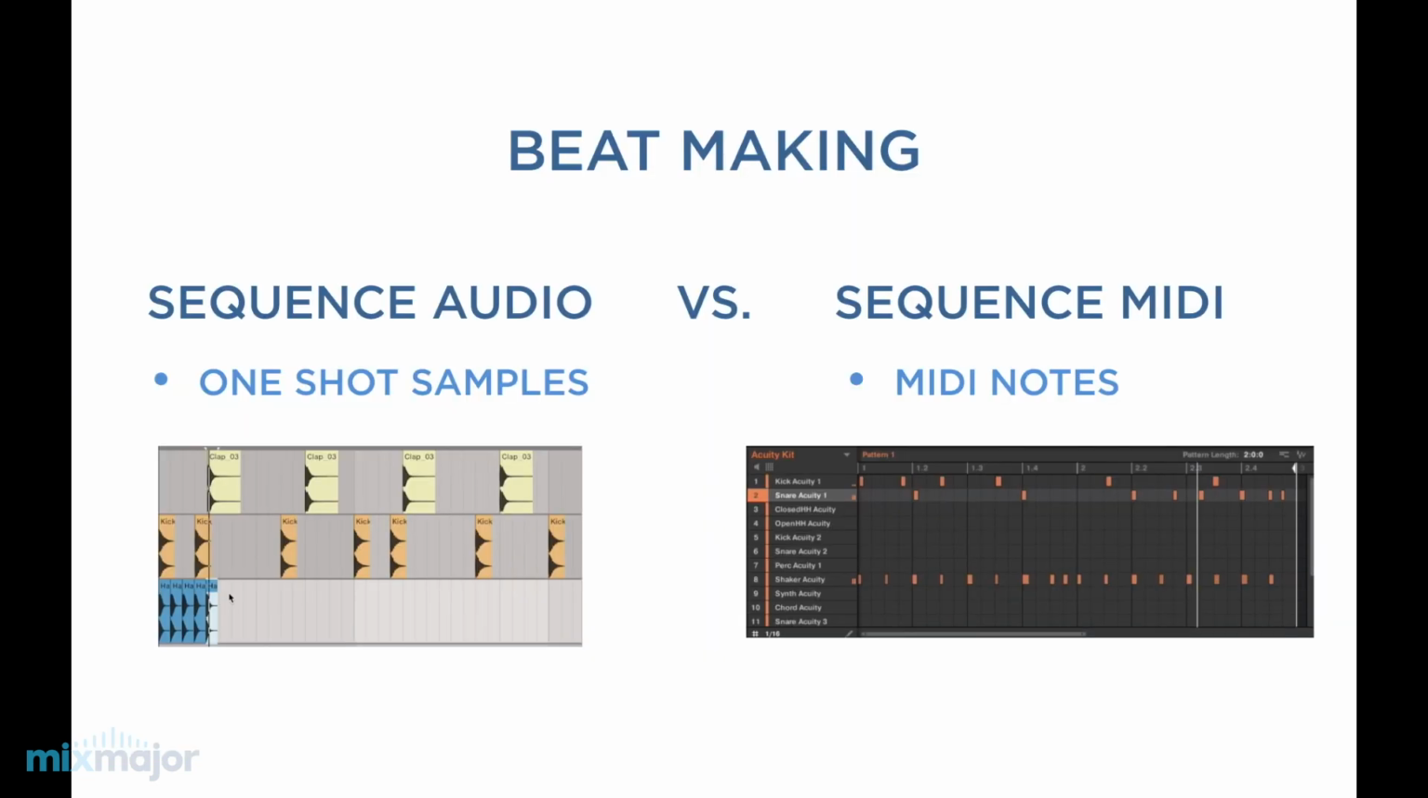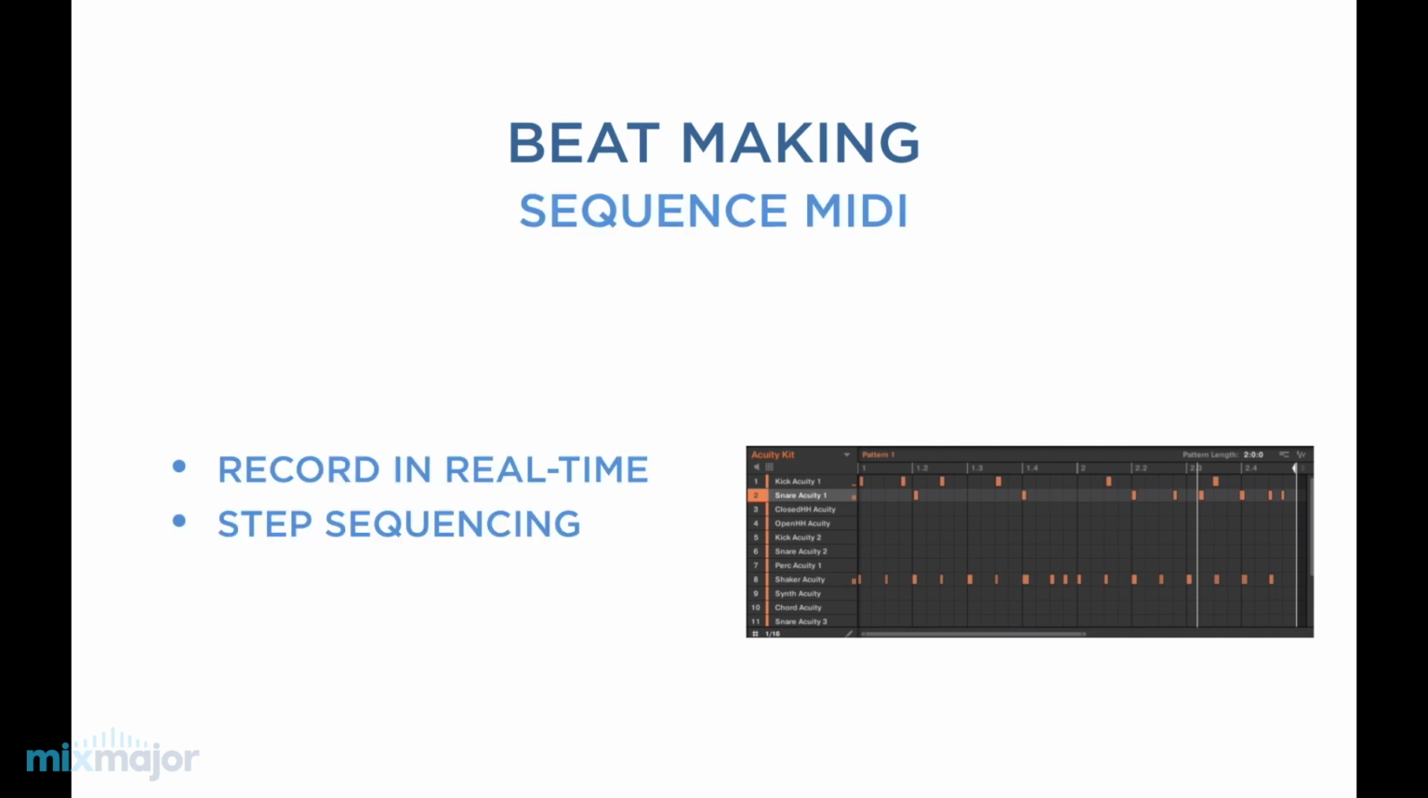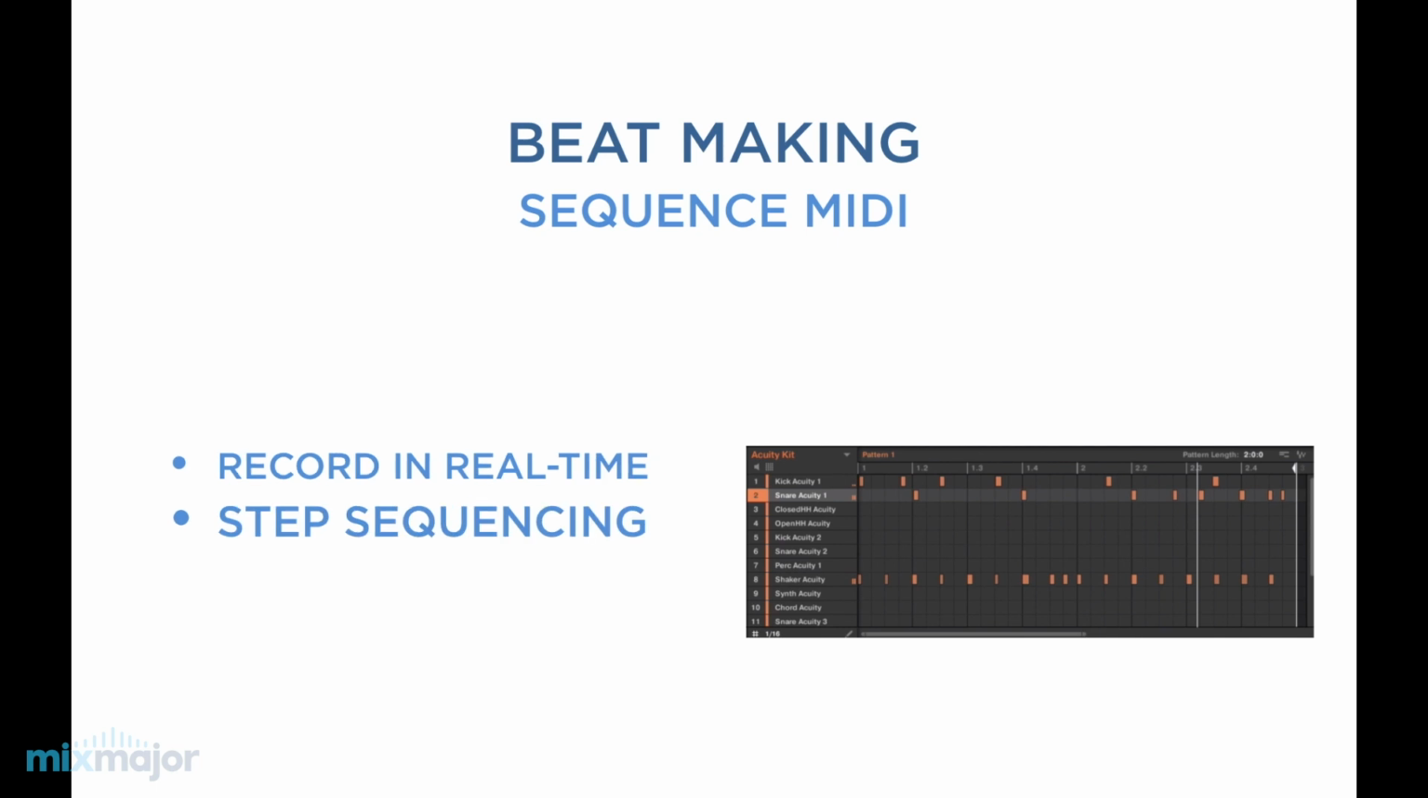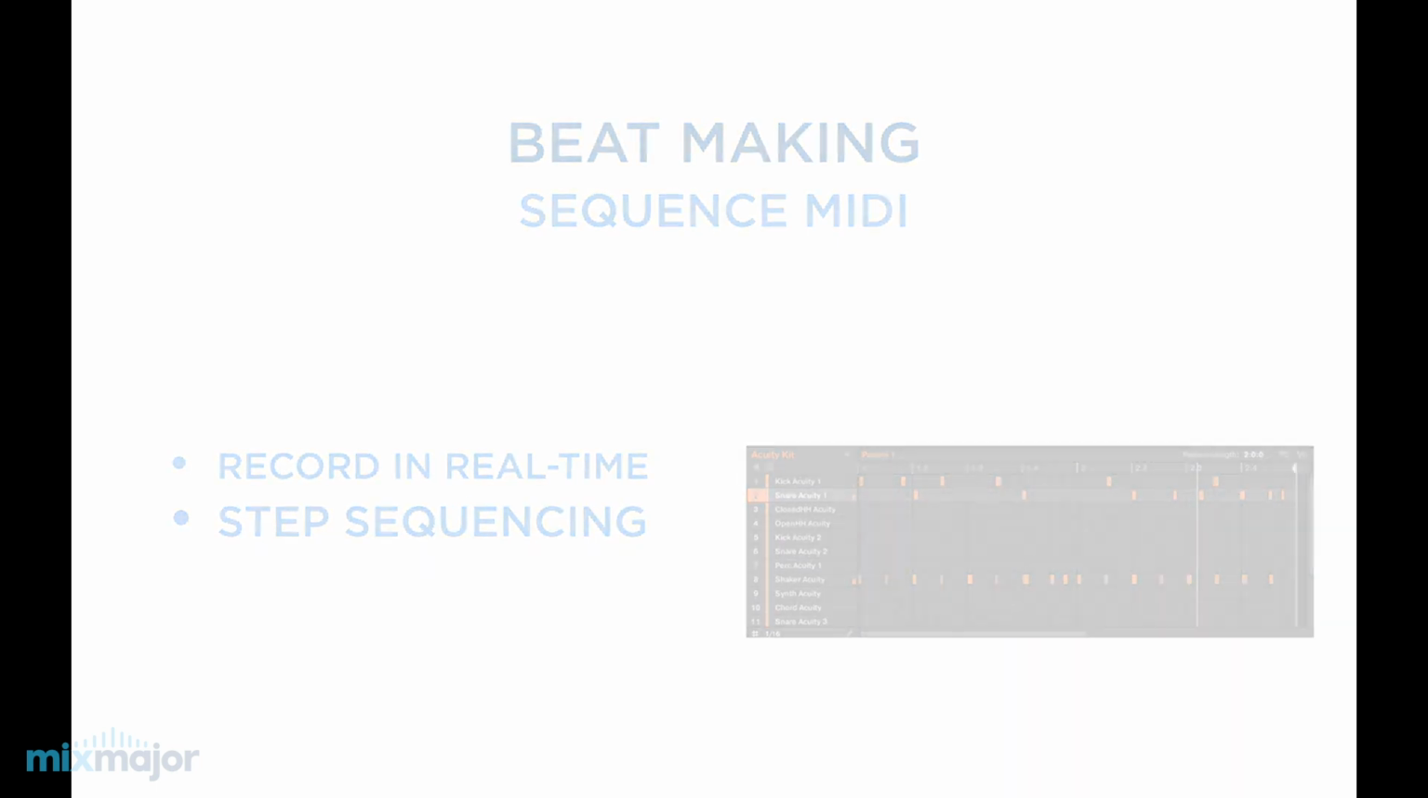There are two ways to make beats in a digital audio workstation. You can either arrange audio using one-shot samples, or you can arrange MIDI notes which trigger the one-shot samples. And when arranging MIDI notes, you can either record the notes in real time, or you can draw them in through step sequencing. For this tutorial, we'll focus on using MIDI. First, I'll show you how to record in real time, then I'll show you how to draw in the notes. This concludes the lesson, so let's go ahead and start the tutorial.